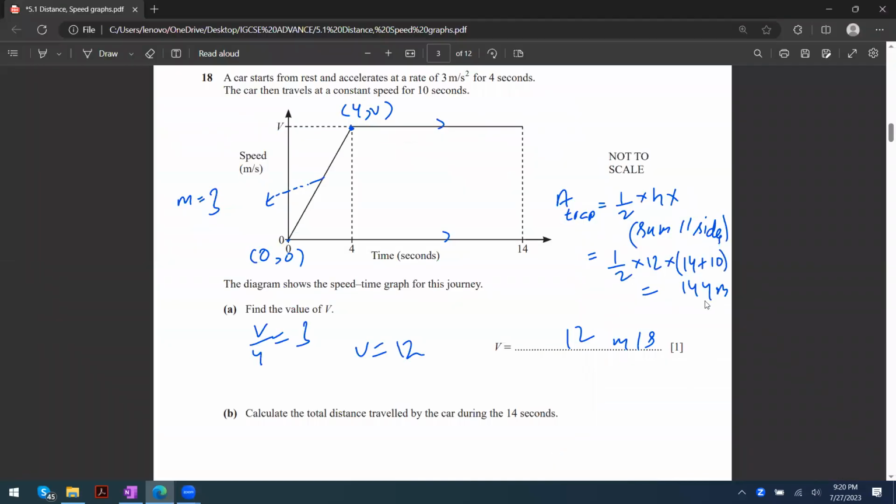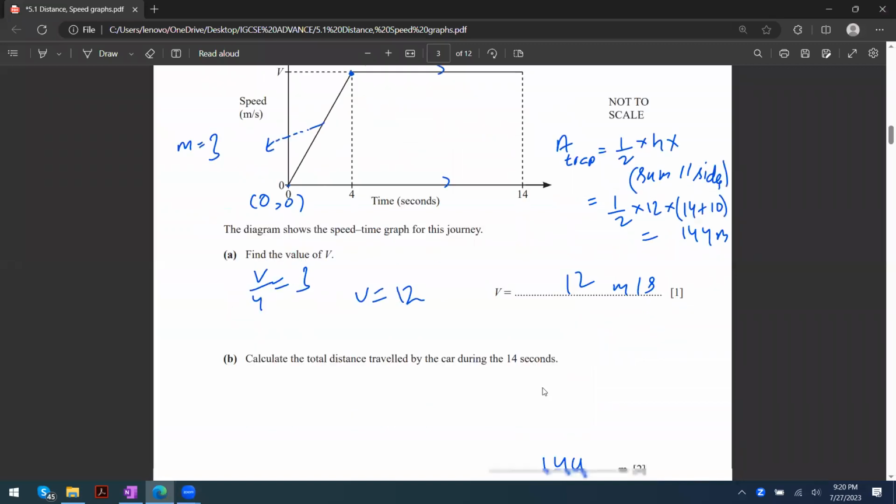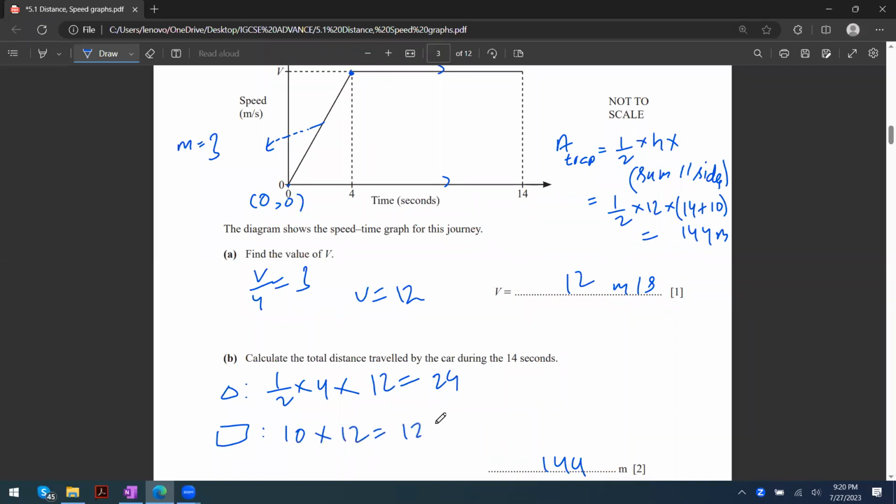All right. So distance is 144 meter, but you can also do it in the other way. You can just find the area of the triangle first. That is, triangle will be 1 by 2 times base, which is 4, times height, which is V. V was 12. That is 24. And the rectangle area is 14 minus 4, 10, length into width, times V, 12. It's 120. So again, 120 plus 24 is 144. Okay.